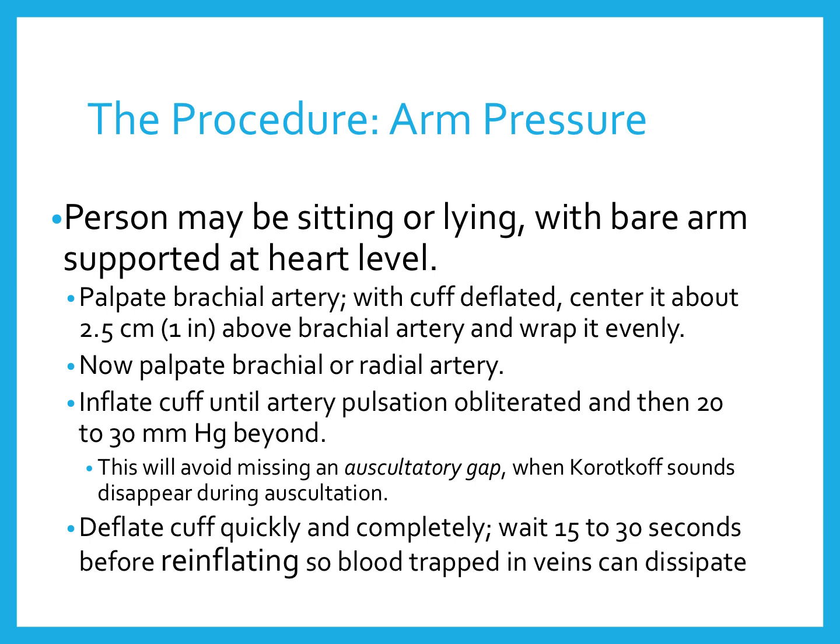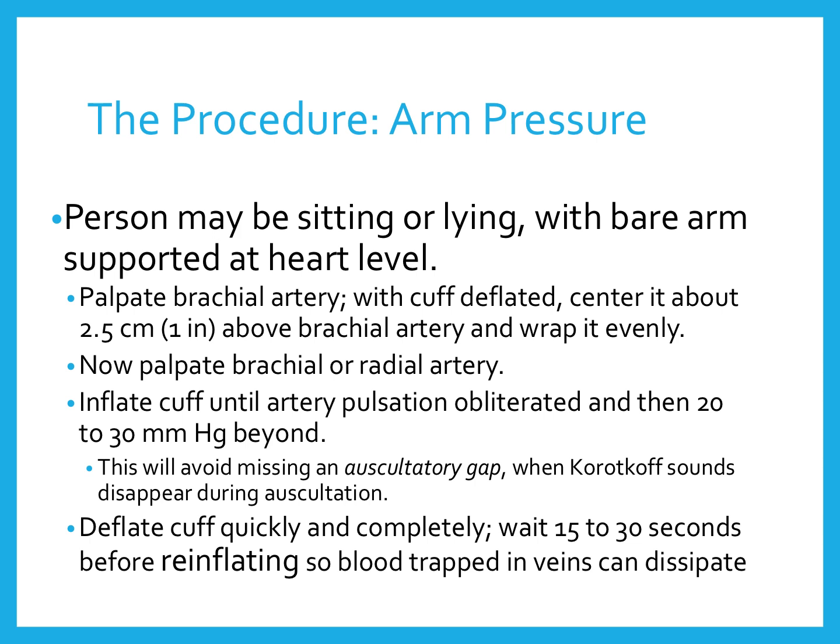So you're going to find the artery first. This is called the 2-step blood pressure method, which is what we will learn. Palpate that brachial artery and then inflate the cuff. Once you get the cuff positioned above it, inflate the cuff until the artery pulsation is no longer felt, and then about 20 to 30 more millimeters of mercury above that. This will make sure that you avoid missing the auscultatory gap when the Korotkoff sounds disappear during auscultation.